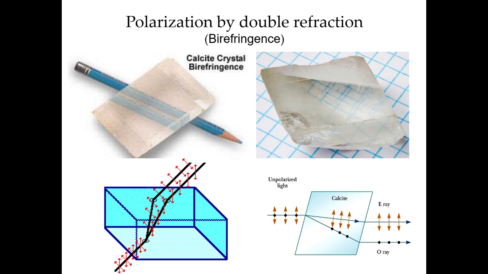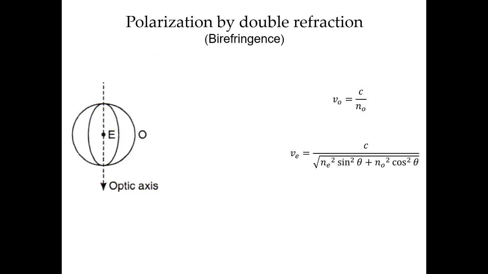To know the answer, let us discuss a few more important properties of the ordinary ray and extraordinary ray. The birefringent crystal is isotropic for the ordinary ray. The meaning of this is that the ordinary ray has the same velocity in this crystal in all directions, and it is given by VO. But these crystals are anisotropic for the extraordinary ray. This means the velocity of the extraordinary ray in these crystals is different in different directions, and it is given by VE, where NE is a constant for the extraordinary ray in that material.